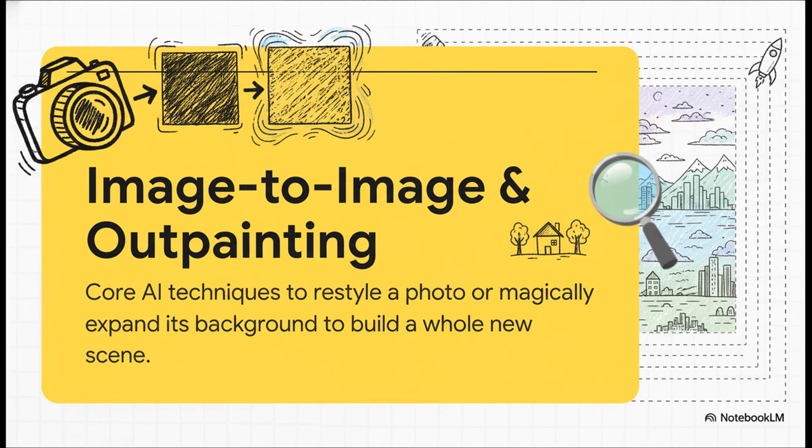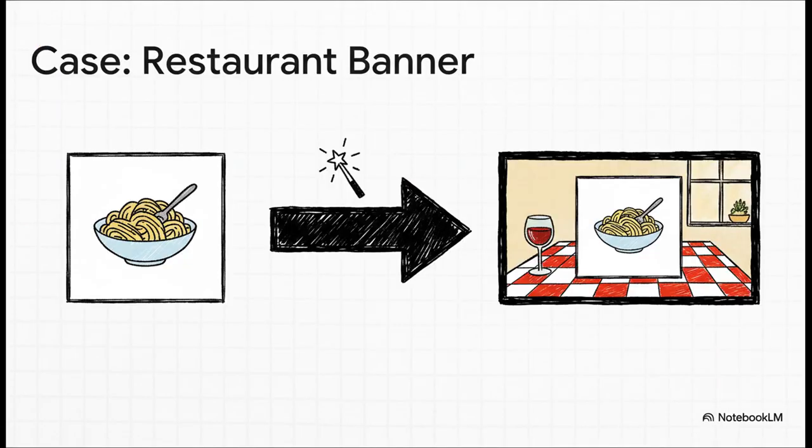The two main tricks we're going to use here are image to image, which lets you completely restyle a photo, and something called outpainting, which is a total game changer. It basically lets you expand the canvas and build an entire world around your original picture. It's like magic. So, let's make this real.